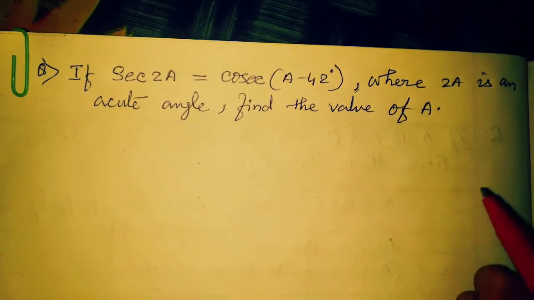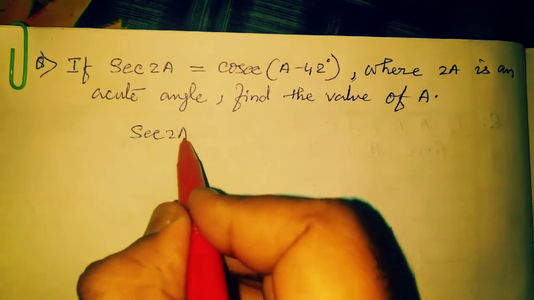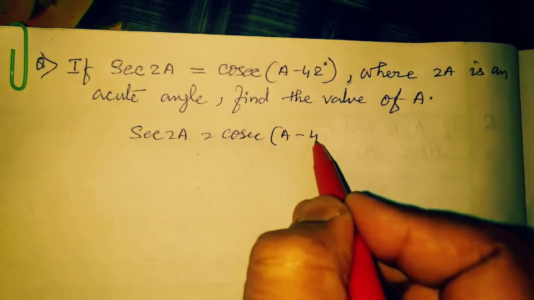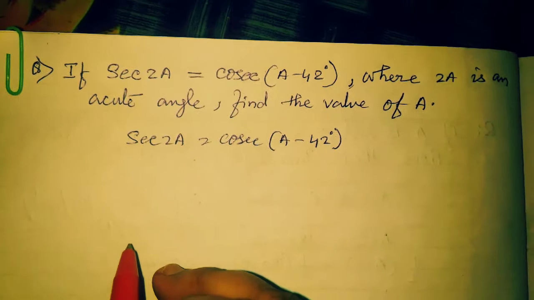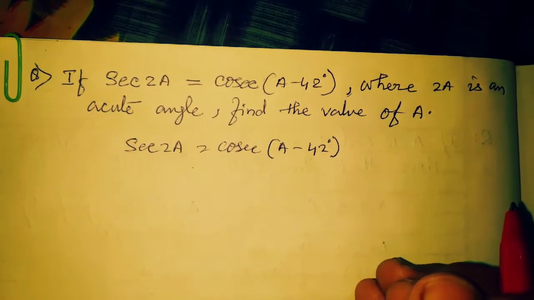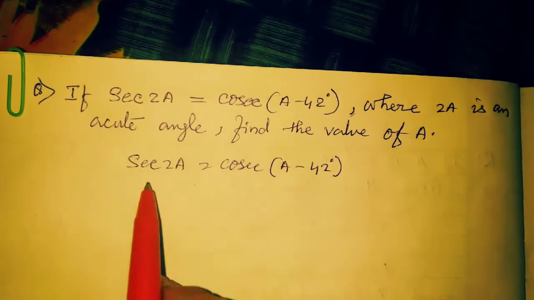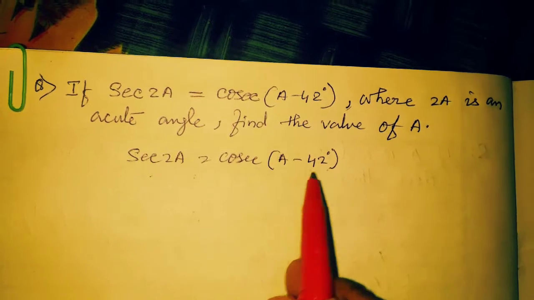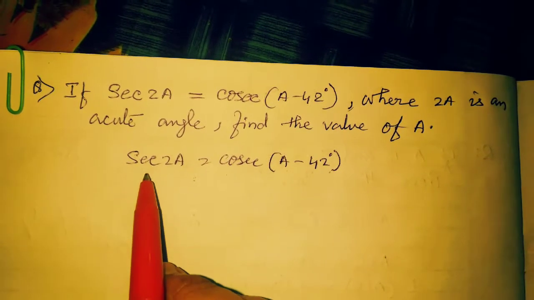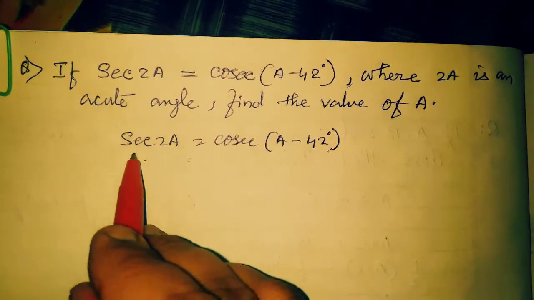Let's see how to solve this one. It is given in the question that sec 2A equals cosec (A minus 42 degrees), and 2A is an acute angle. Acute angle means, as all of you know, 0 to 89 degrees are all acute angles. Clear? So what will you do here? Sec 2A equals cosec (A minus 42). Either we convert cosec into sec or sec into cosec by using the complementary angle formula. Suppose I convert the sec only.